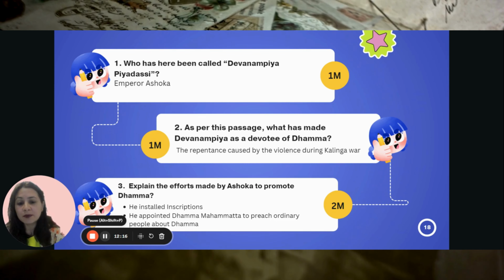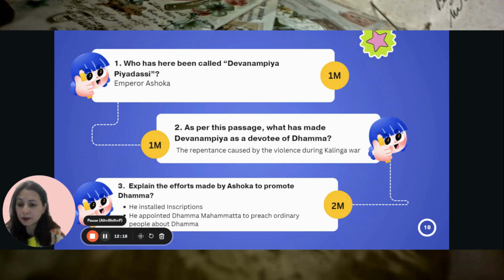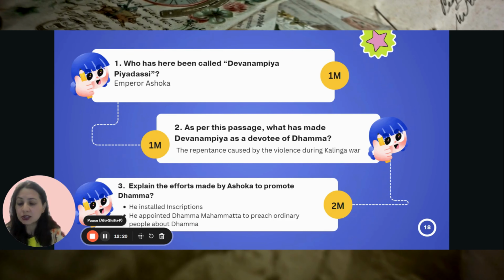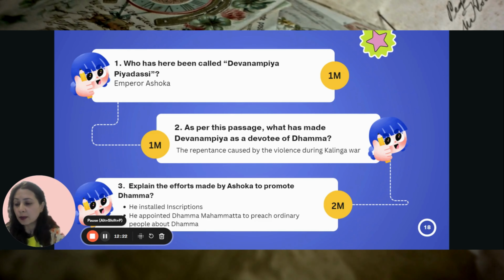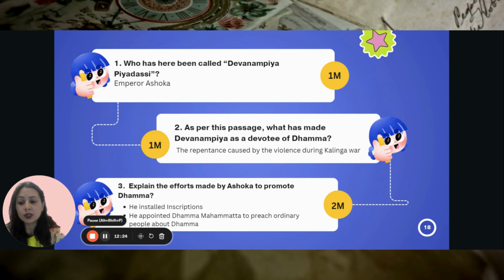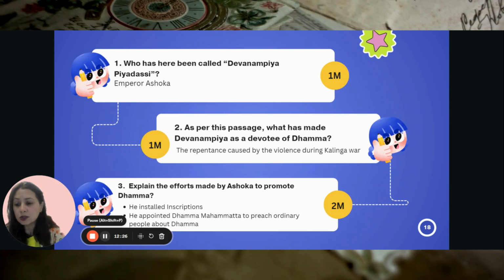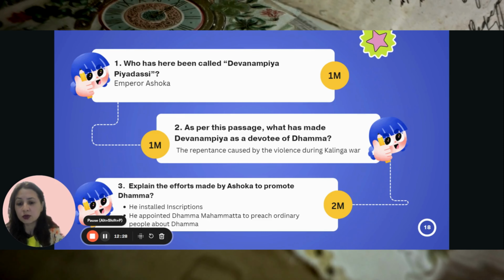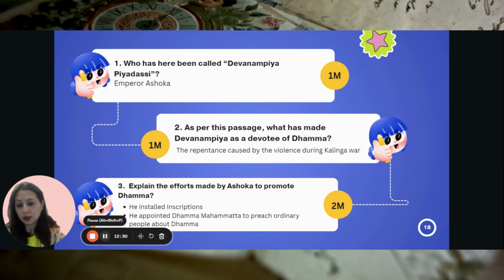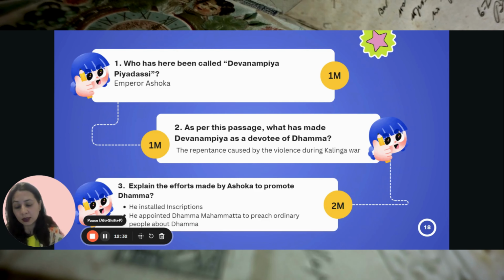Explain the efforts made by Ashoka to promote Dham. So he got the inscriptions installed where he has written about Dham, explaining people what they should do and what not. And he also appointed special officers known as Dham Mahamat to promote Dham.